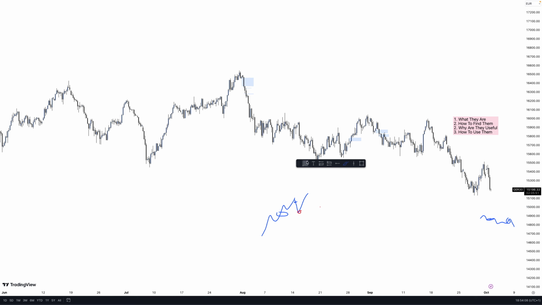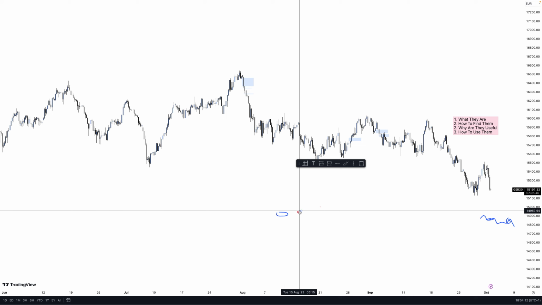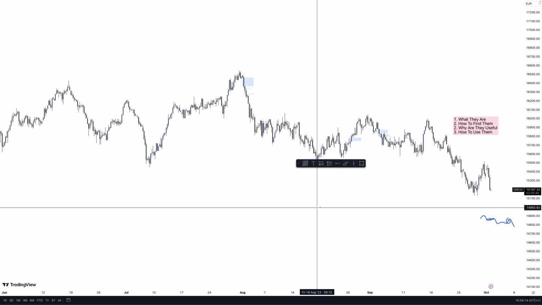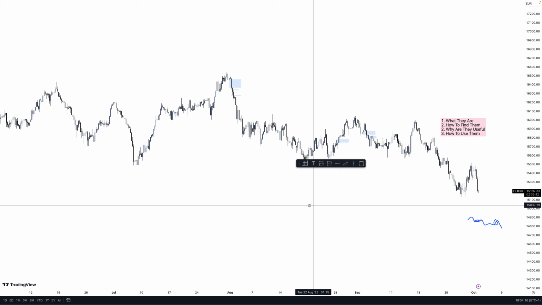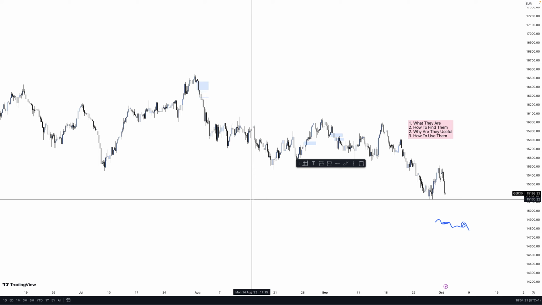It's just a retracement tool, so you don't have to buy some crazy price. You can just wait and relax and wait for price to come down into your point of interest. So now that we've understood why they're useful, we'll go on to how to use them.